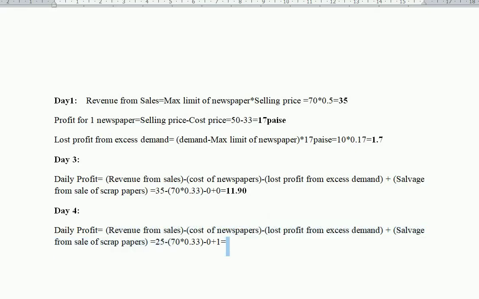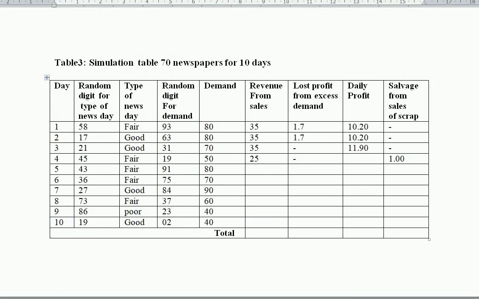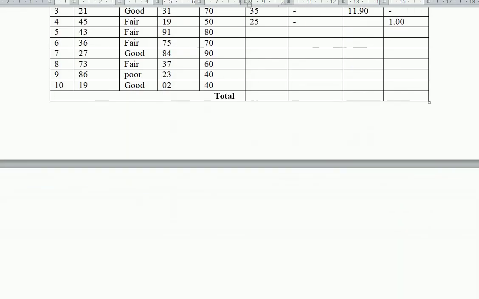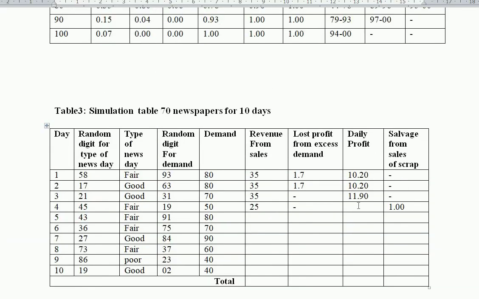We calculated that the revenue from sales is 25 rupees. Loss from excess demand, there is no excess demand here. The scrap, we have the scrap from the salvage of the scrap paper, we got it as 20 scrap papers were there. Excess demand is not there, it is 0, so you are going to get a value that is 2.9. Calculated here, that is the daily profit, it is 2.9.